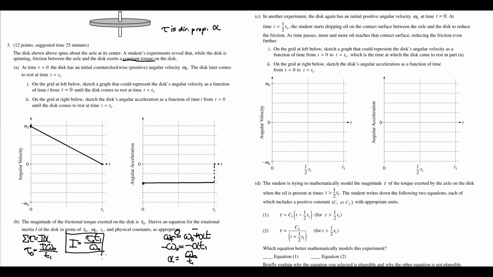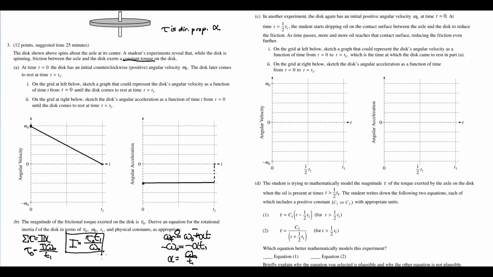So in part C, in another experiment, the disk again has an initial positive angular velocity omega naught at time t equals 0. At time t equals 1/2 t1, the student starts dripping oil on the contact surface between the axle and the disk to reduce the friction. As time passes, more and more oil reaches that contact surface, reducing the friction even further. On the grid at the left below, sketch a graph that could represent the disk's angular velocity as a function of time from t equals 0 to t equals t1, which is the time at which the disk came to rest in part A.